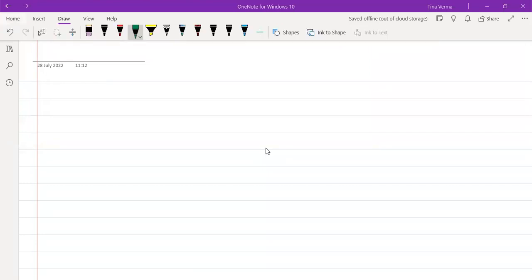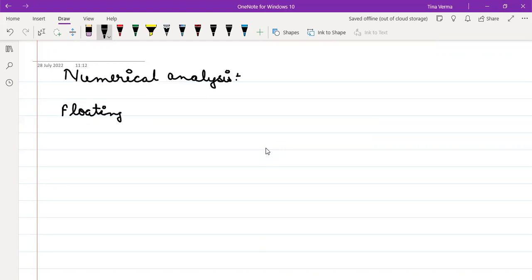So we have started the numerical analysis course. I have told you that in this course we are studying what to do when we do not have any exact solution for some problem. Then we go for the approximate solution that will be close to the exact solution. So for that, we have discussed the floating point representation.